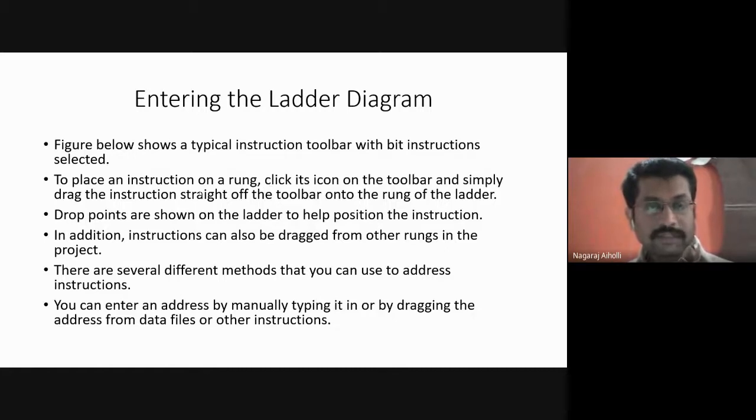Drop points are shown. These are called drop points. Drop points are shown on the ladder to help position the instruction. An instruction can also be dragged from other rungs, like how we are doing.